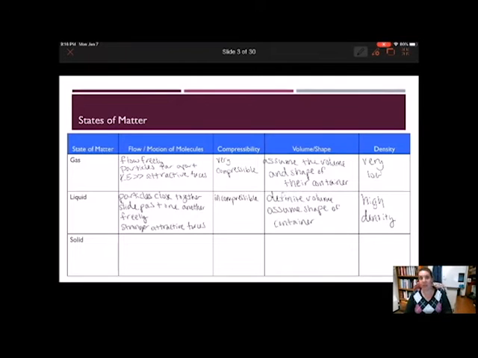Solid, our last state of matter, we have particles that are fixed in place and very close together. As such, they don't flow freely. They will vibrate in position, but they will not move or switch position.